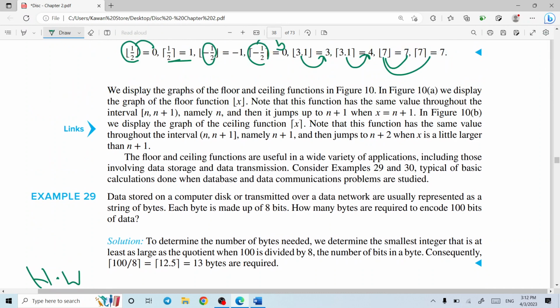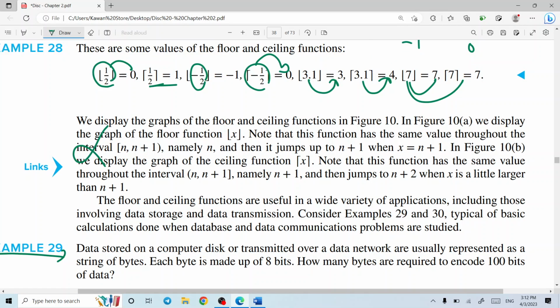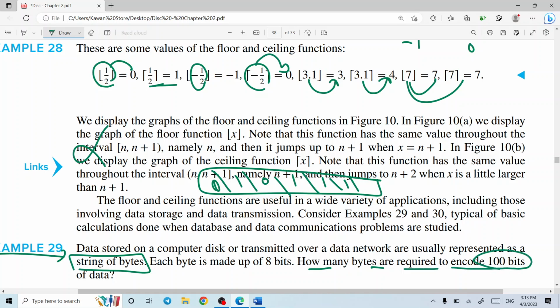We have what? Yalla dears, you can answer me. It's your duty. The data stored on a computer disk or transmitted over a data network are usually represented as strings of bytes. Each byte, you know, contains what? 8 bits, right? We have 8 bits, 1, 0, 1, 0, 0, 1, something like that. So how many bytes are required to encode 100 bits of data?